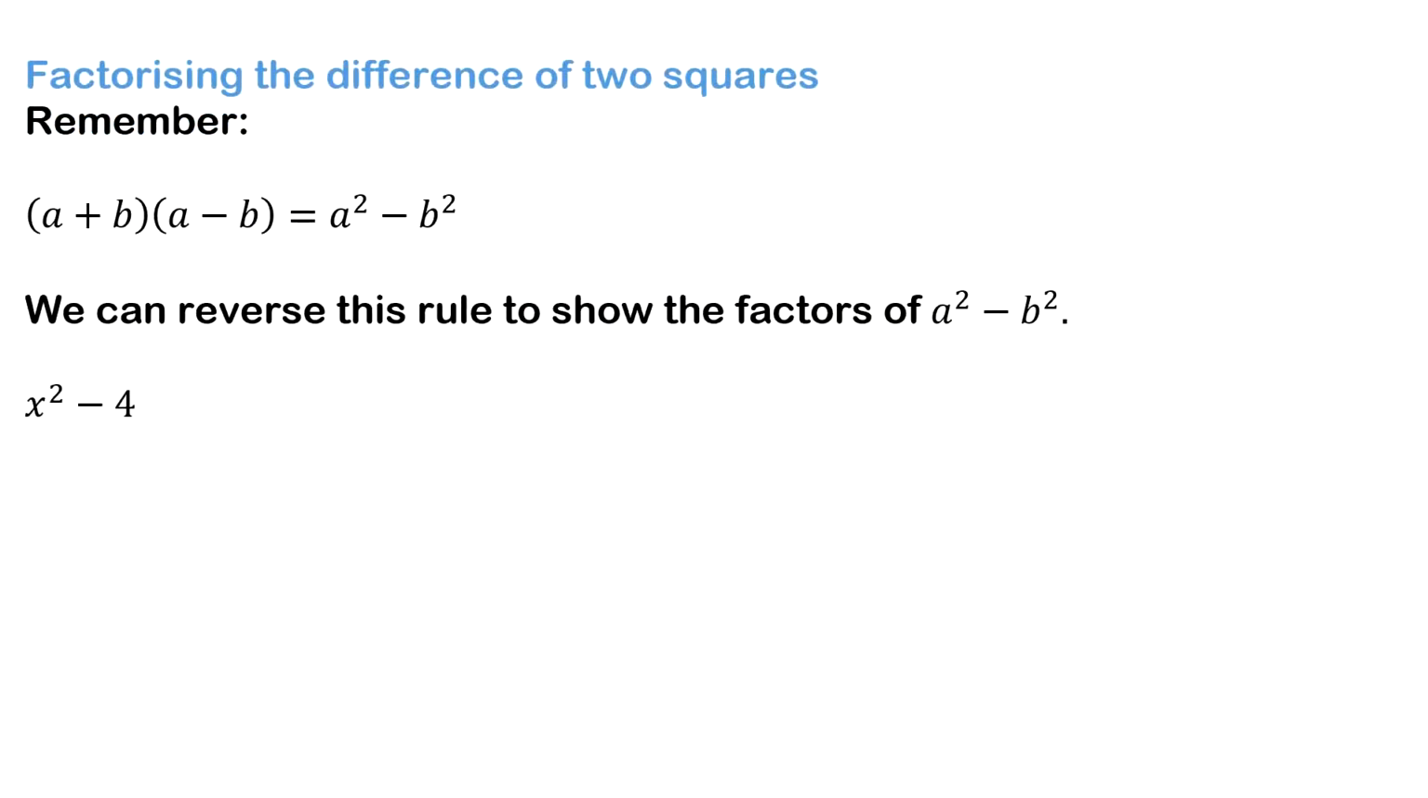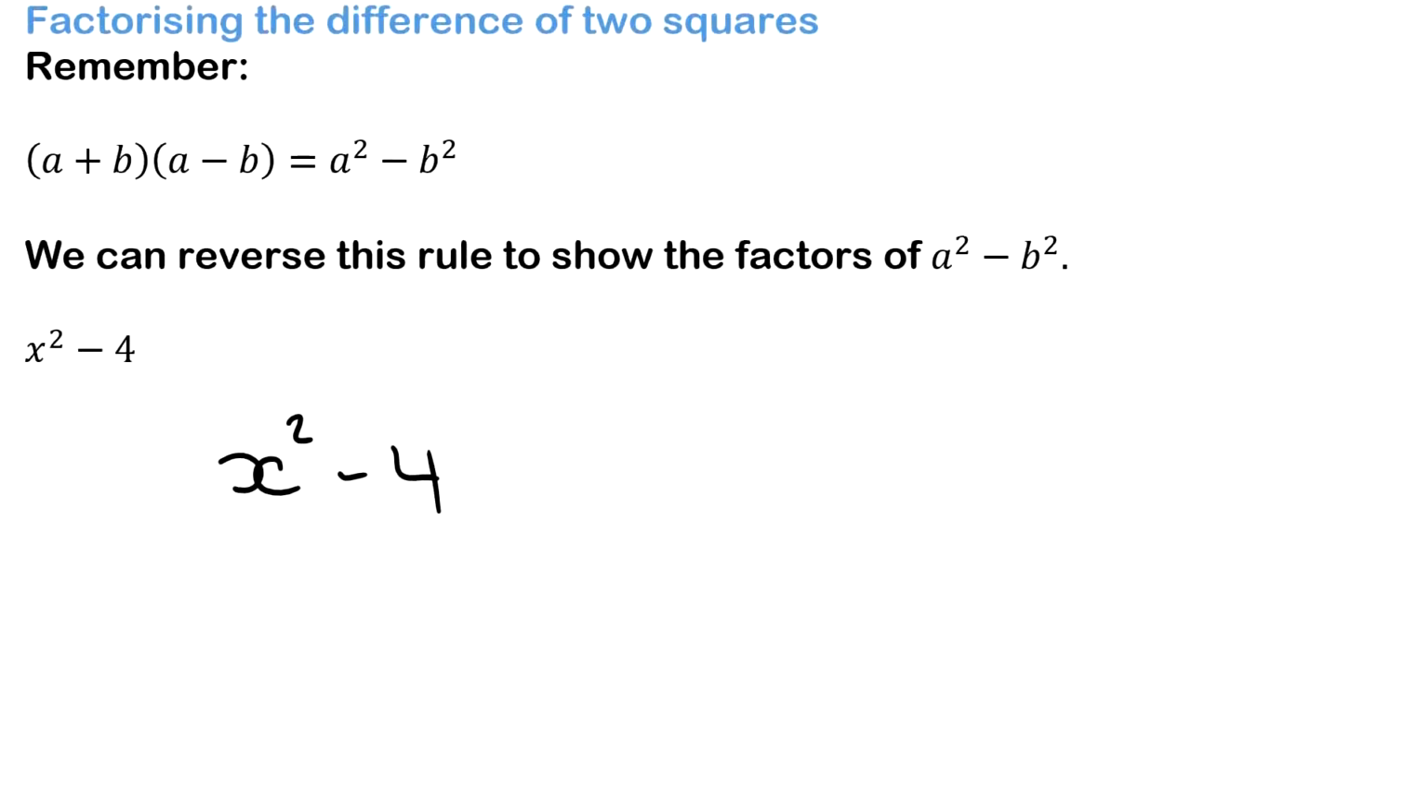The next thing we're looking at is factorizing the difference of 2 squares. Remember, when we had A plus B, A minus B, when we expand that, we get A squared minus B squared. We can reverse this rule to show the factors of A squared minus B squared, so it's just the reverse. For me to know that it's a difference of 2 squares, both terms need to be a square number. So x squared is a square number, and 4 is also a square number.